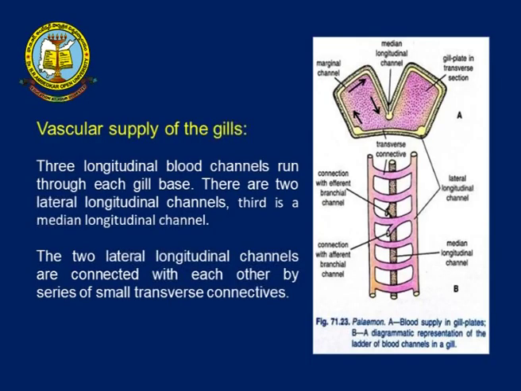Vascular system of the gills. When you are talking about the vascular system of the gills, now you can see in the picture that there are three longitudinal blood channels present. These are two lateral longitudinal channels on either side, and a median longitudinal channel in the center of the gills. The longitudinal channels are connected with each other by a small transverse connective tissue that you can find over there.